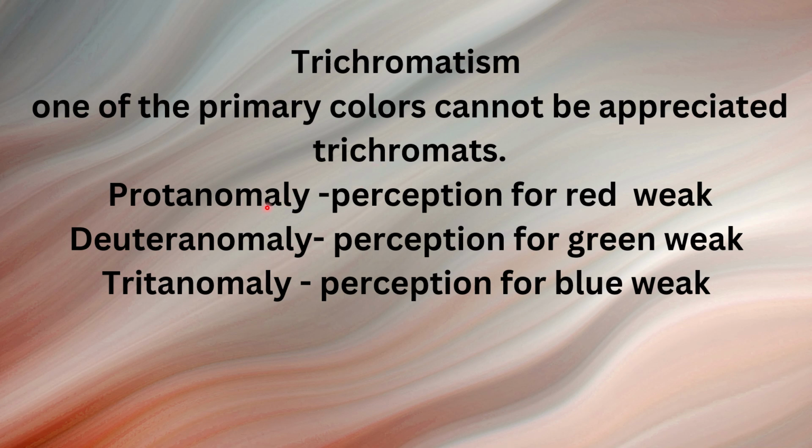Protanomaly means the perception of the red color is weak. Deuteranomaly means perception of green color is weak. Tritanomaly means perception of the blue color is weak. In trichromatism, deuteranomaly is more common compared to the other color blindness.